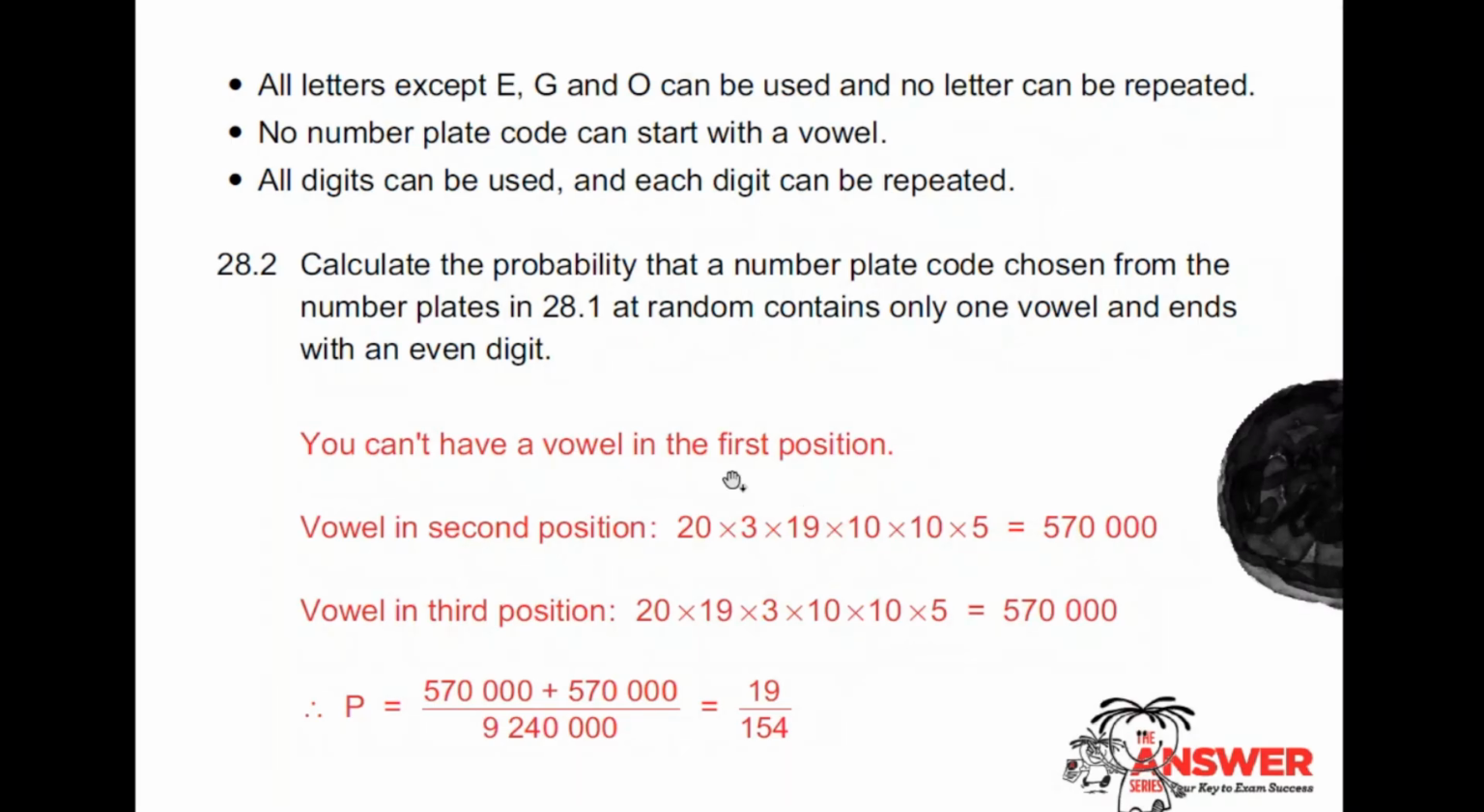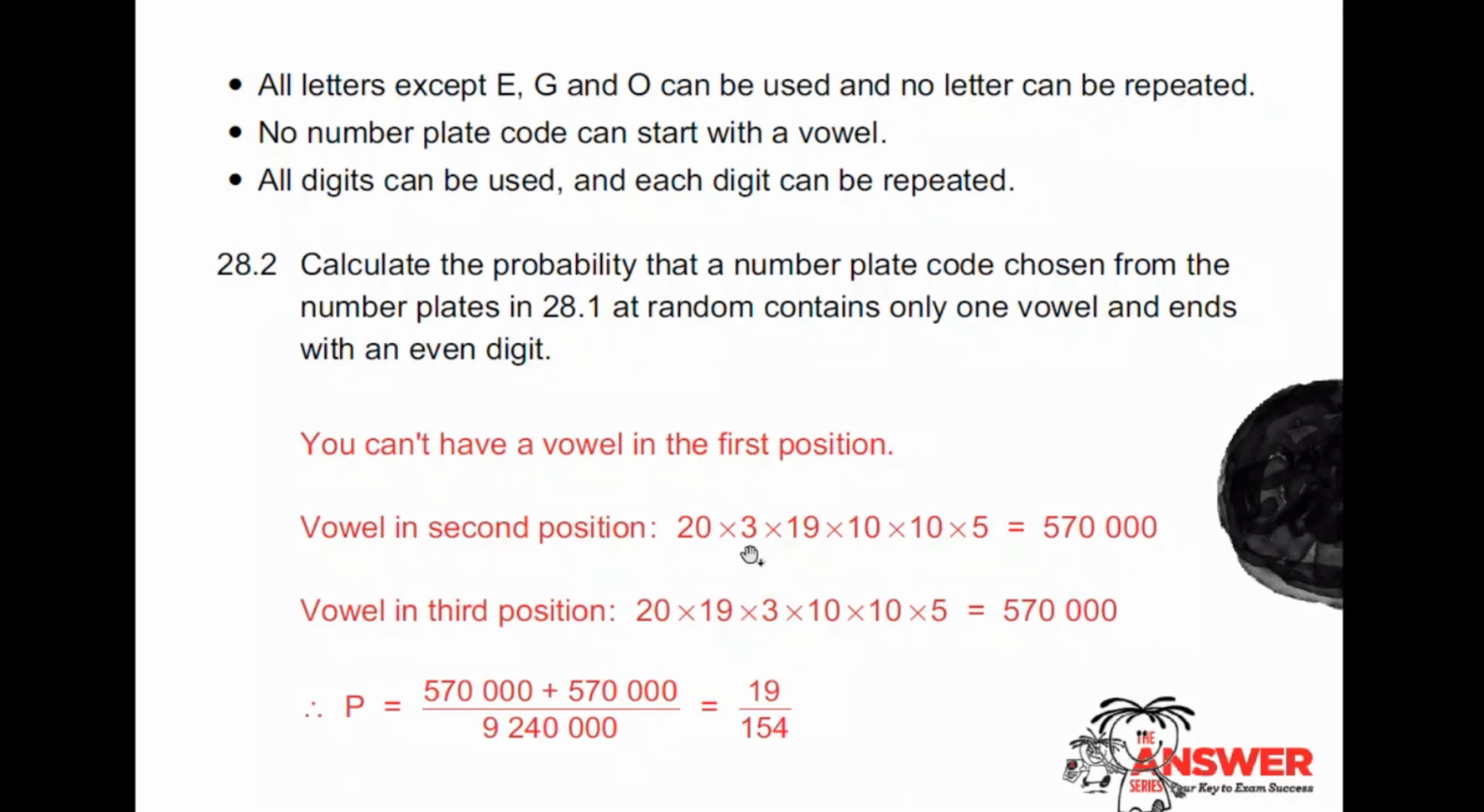You can't have a vowel in the first position. Why not? Because no number plate can start with a vowel. They wanted it to contain only one vowel. So like I did with the previous question, I take the vowel in the second position. I take the vowel in the third position. If a vowel's in the second position, I can only have 3 there. A, E, I, O, U are my vowels. I can't have E, I can't have O, which means there are only 3 vowels.